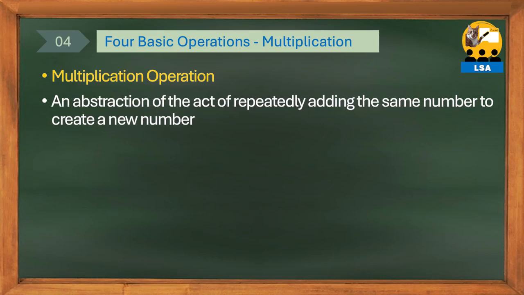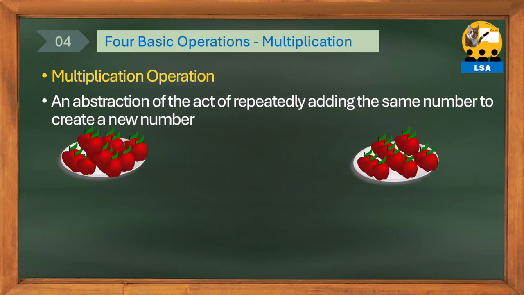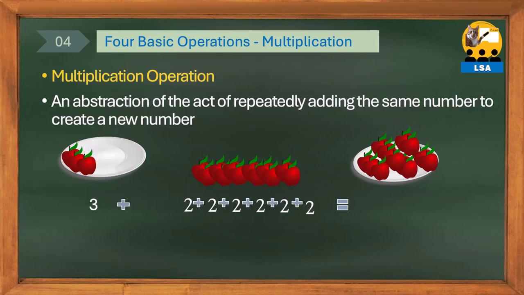As shown in the picture, to the plate with 3 apples from the pile of 12 apples, if we perform the act of moving 2 apples 6 consecutive times, 15 apples will be placed on the plate. If we express this as an addition operation, it becomes 3 plus 2 plus 2 plus 2 plus 2 plus 2 plus 2 equals 15. Doesn't the expression of adding 2 6 times look a bit inconvenient?